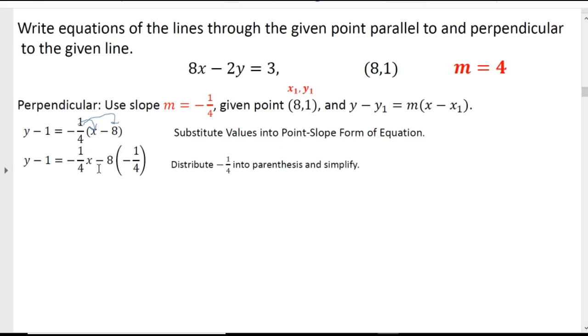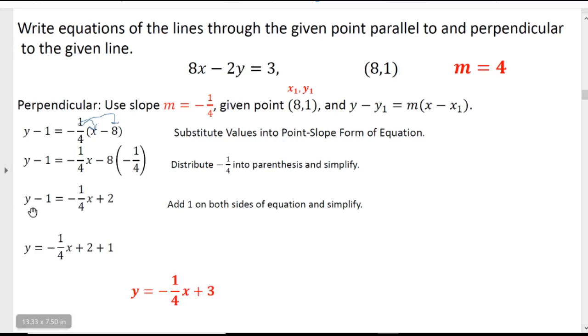minus -8 times -1/4. If we simplify and add 1 on both sides, then we end up with y minus 1 is equal to -1/4 x. -8 times -1/4 is 2. And we add the 1 to this side, so we get 3. So our perpendicular equation is y equals -1/4 x plus 3.